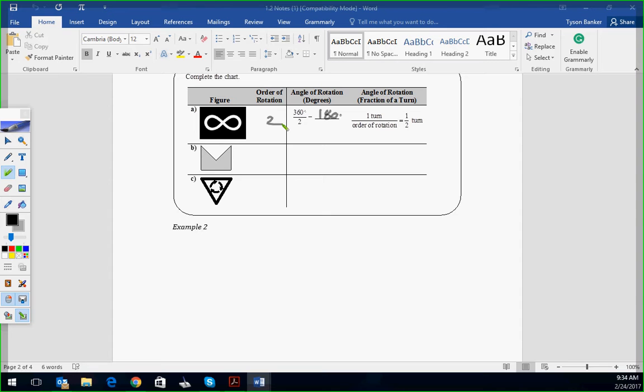Okay, this one again I think is 0, isn't it? Yeah. So this would be none. Okay, how about the triangle? Yeah, it's 3. One-third. Good.